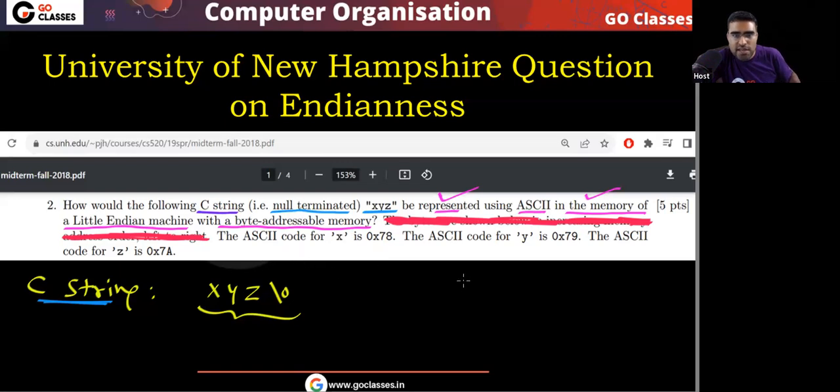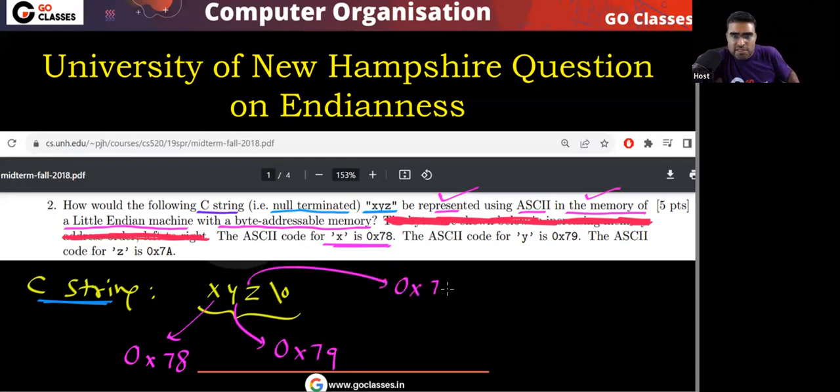Actually, in this question, there are some options. Now tell me, the ASCII of X is given to you. That is, the ASCII of this is 0x78. The ASCII of this is 0x79. The ASCII of this is 0x7a. And this is your null, 0x00.